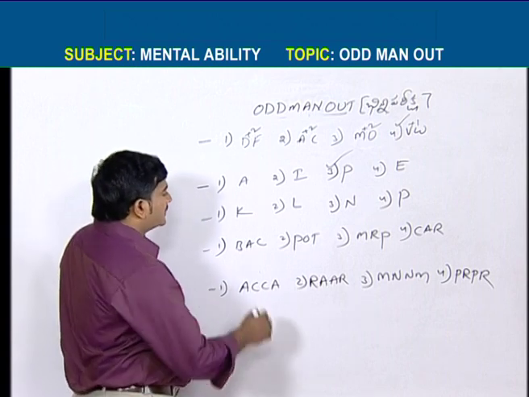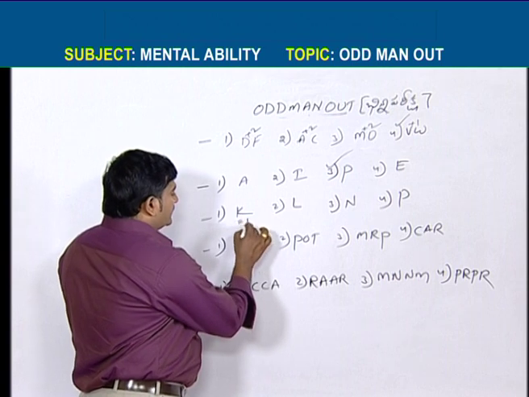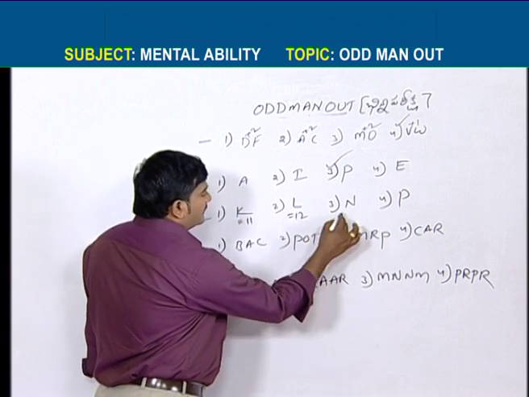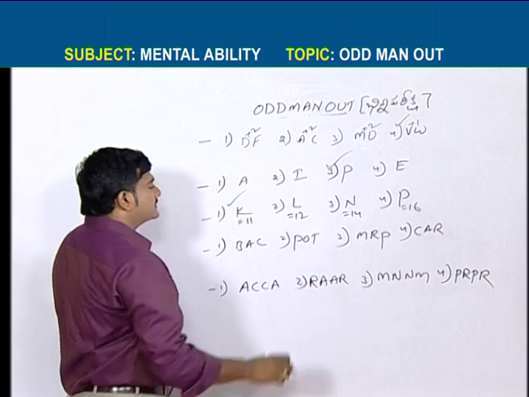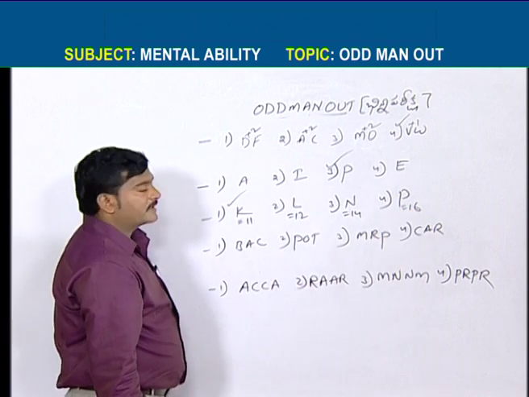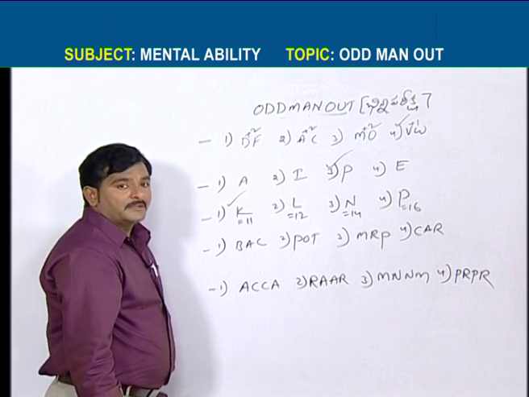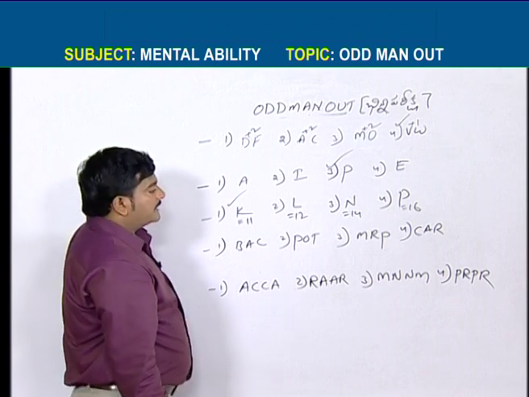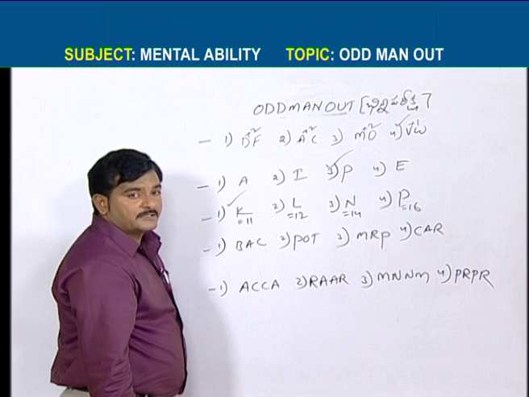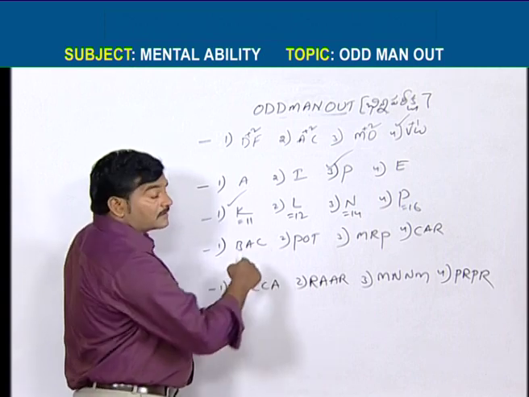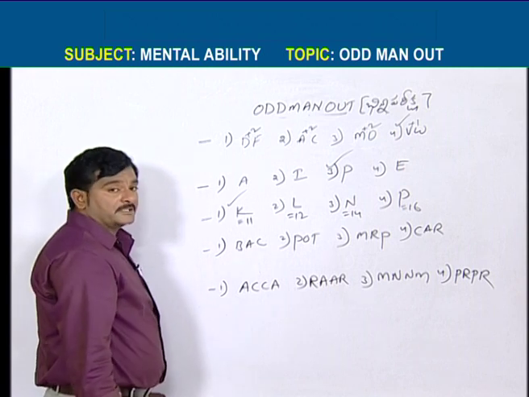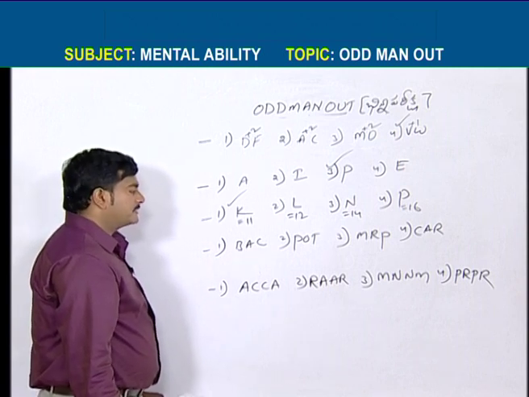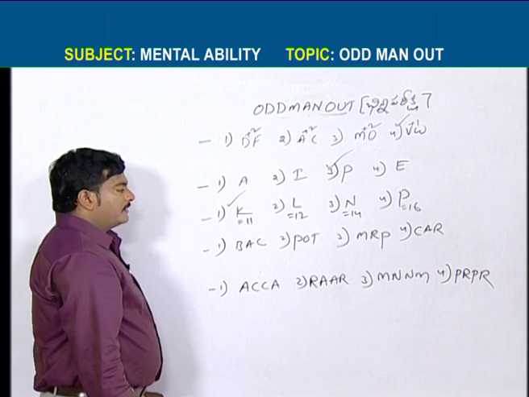Now observe here K. K means just numbering 11. L means 12. N means 14. P means 16. That's why answer is equals to what you can say? 11 you can say. Why the answer is equal to 11? Because remaining 3 are even numbers, but whereas 11 is odd number. That's why the answer is equals to 11 we can say.